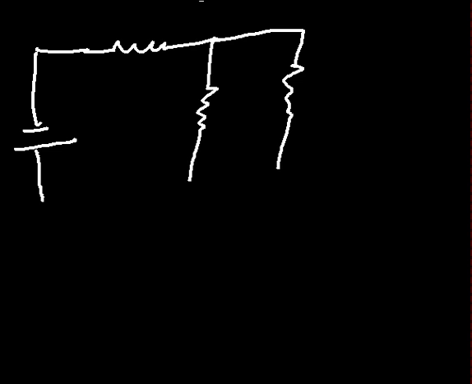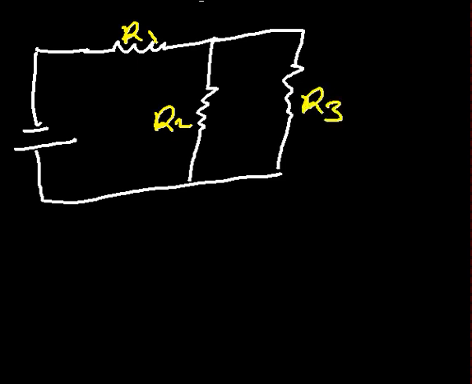Now this is the battery. You should have to understand. So now this is resistor 1, this is resistor 2, and let's say this is resistor 3. And this is the battery, and we have the current flowing from the battery towards that direction. Let's say this is the current.